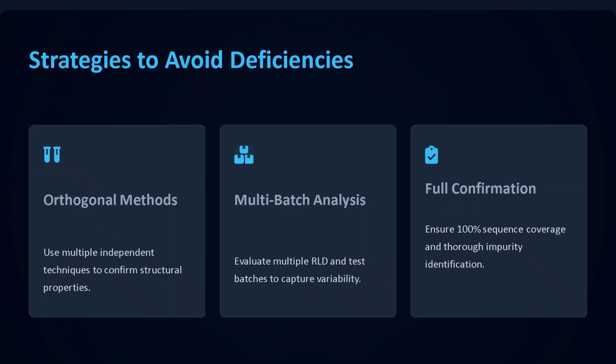Fortunately, many of these deficiencies can be avoided with careful planning. A strong peptide sameness strategy should include multiple orthogonal analytical techniques, ensuring that structural properties are confirmed from different perspectives. It is also important to analyze multiple batches of both the reference product and the test product to understand natural variability. Finally, sponsors should aim for complete sequence confirmation and thorough impurity identification before submitting the ANDA.